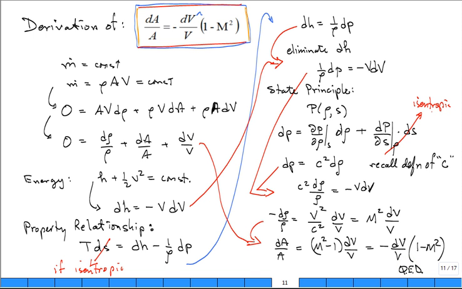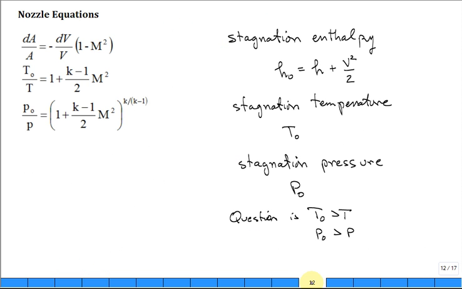But before you get bogged down in the derivation, make sure you can apply it. So when the Mach number is greater than 1, increasing area is a nozzle for supersonic flow. It makes it go faster. Well, that's not the only nozzle equation, this one, which we just saw.